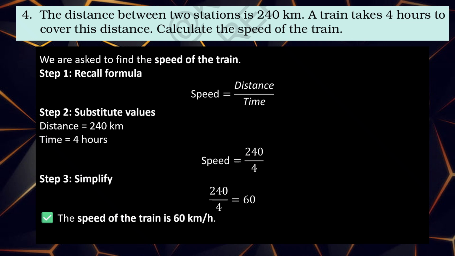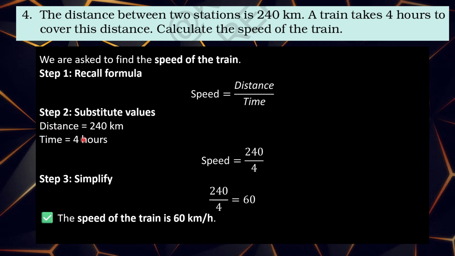Fourth one, the distance between two stations is 240 km. A train takes 4 hours to cover this distance. Calculate the speed of the train. Here the question is speed of the train. You have to find out. Step 1, formula. Speed equal to distance by time.